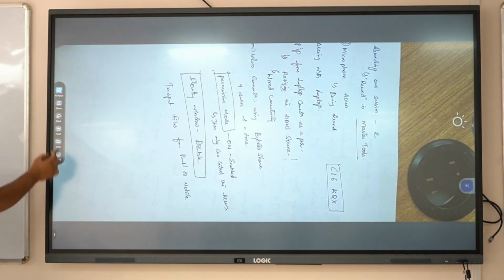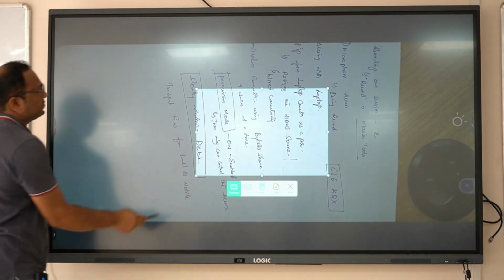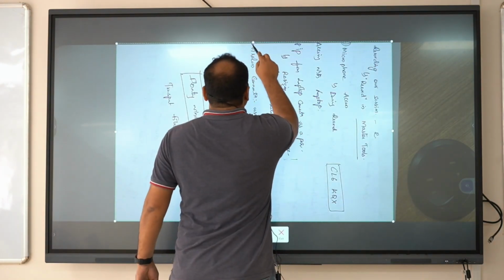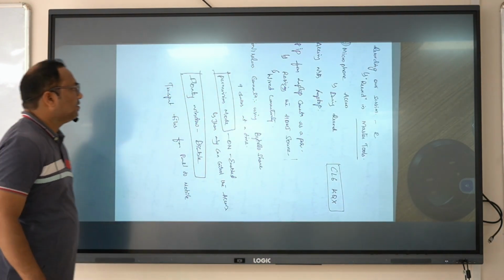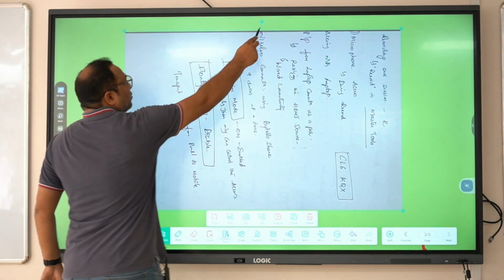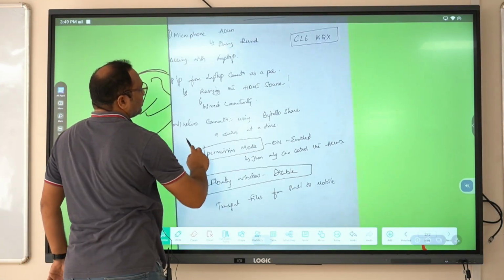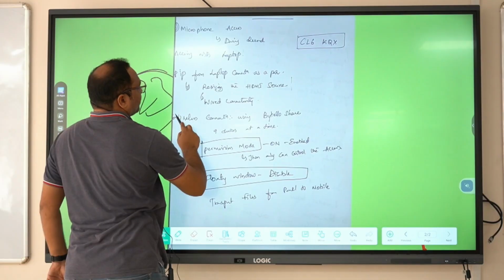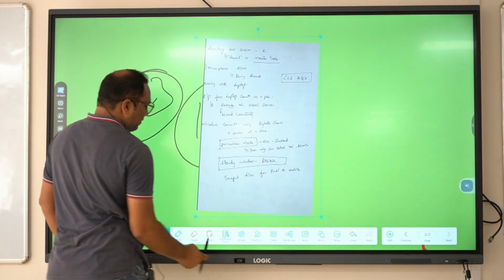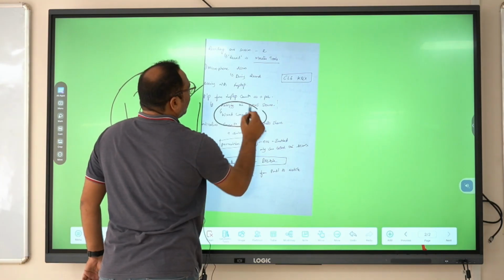Now what I'm going to do, you can take a crop option. Take a crop option, and the image is going to be inserted in the whiteboard. This you can rotate, and on top of it, you can annotate.